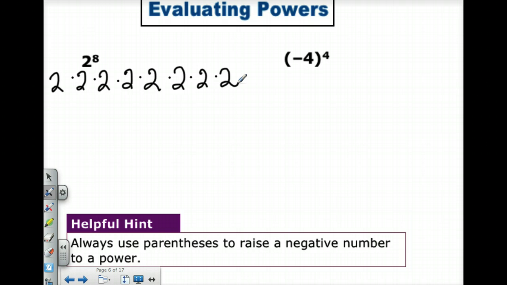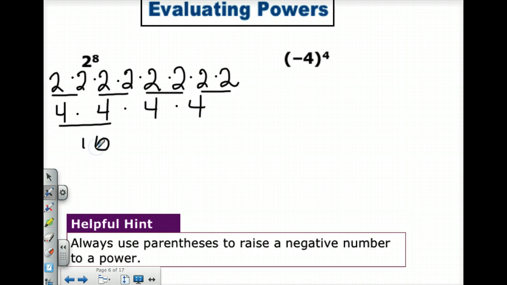Do I have 8? 1, 2, 3, 4, 5, 6, 7, 8. I do. Okay, again, let's multiply together what we know. 2 times 2 is 4. So underneath each grouping I am going to do 2 times 2 is 4.